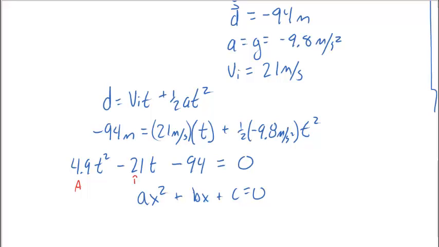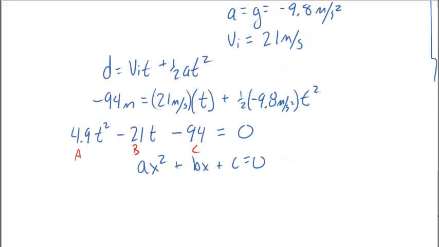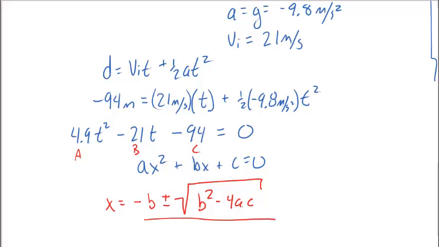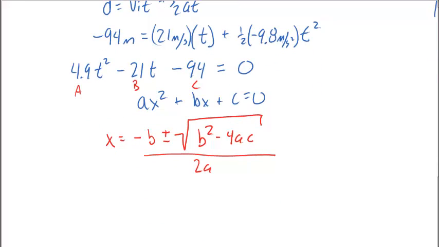This is my B term, that's my C term. The formula for the quadratic equation is x equals negative b plus or minus square root of b squared minus 4ac, all over 2a. So now we'll substitute for what we have.